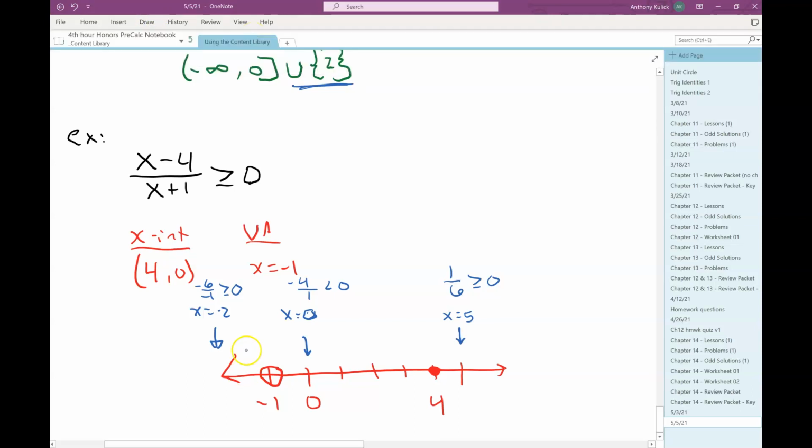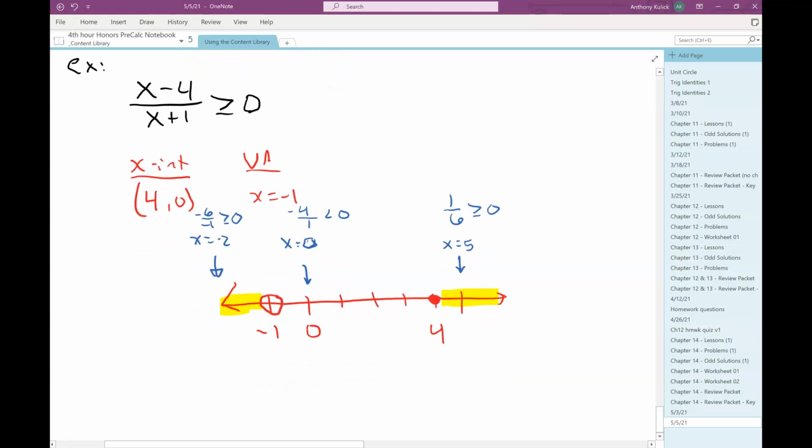So, I want these two pieces, right? Because those are the pieces where we're greater than or equal to 0. So this first piece is going to be negative infinity to negative 1. Should the negative 1 get a bracket or a parenthesis? Parenthesis, because the negative 1 is an asymptote. Even though this is an or-equal-to inequality, the fact that that's a location of an asymptote overrides the inequality.